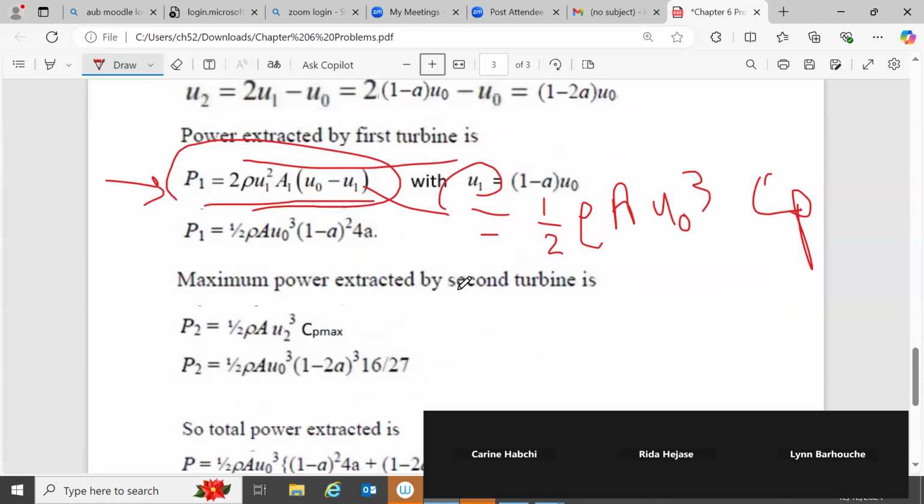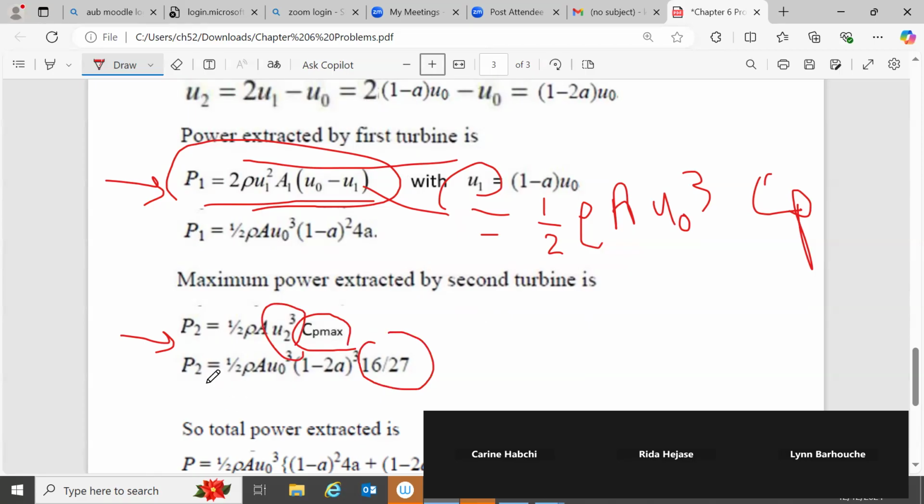Now for turbine 2, we said that turbine 2 is performing at maximum performance. Whenever you have maximum performance, the coefficient of performance CP is equal to the Betz limit, which was proved in the course material to be 16 over 27. That's why P2 is equal to half rho A U2 cube times CP maximum. Why U2? Because it is the upstream velocity of turbine 2.